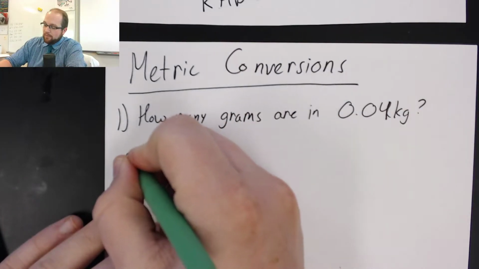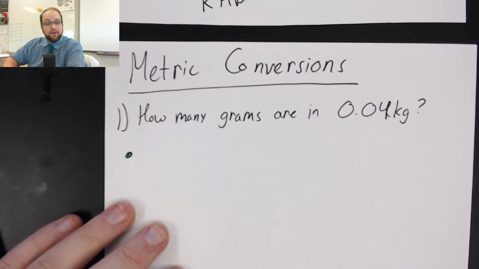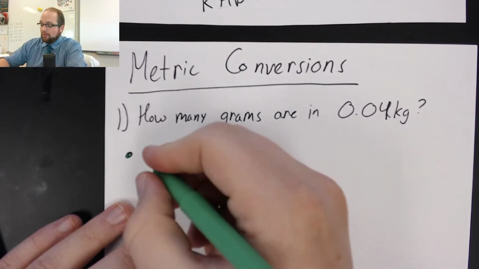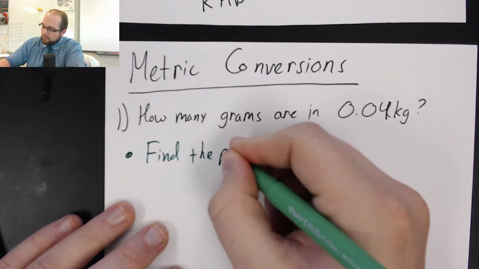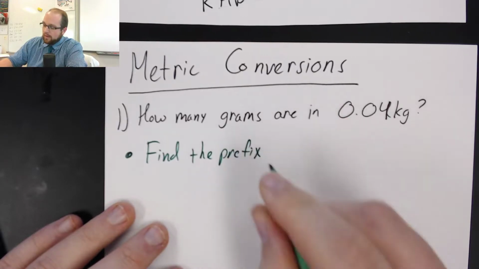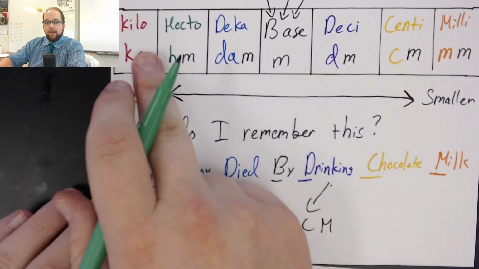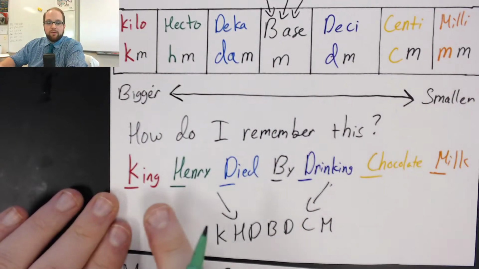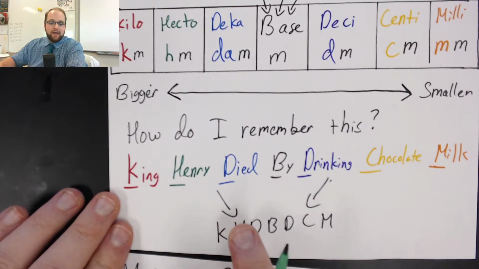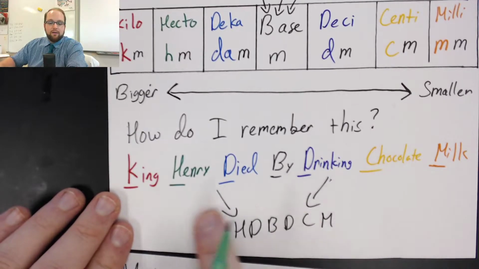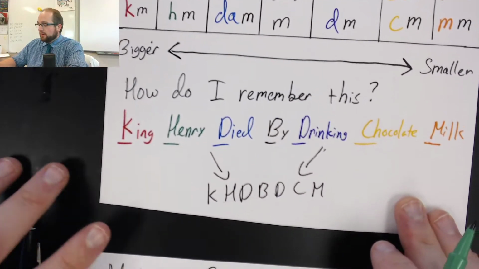Our first step is very simple. All you need to do is find the prefixes that you're working with from our metric system. Let's write that down. Find the prefix. Let's look back at our different prefixes, all the way from kilo down to milli. We remember this with King Henry died by drinking chocolate milk, or just simply writing KHDBDCM. So we remember that by King Henry died by drinking chocolate milk.